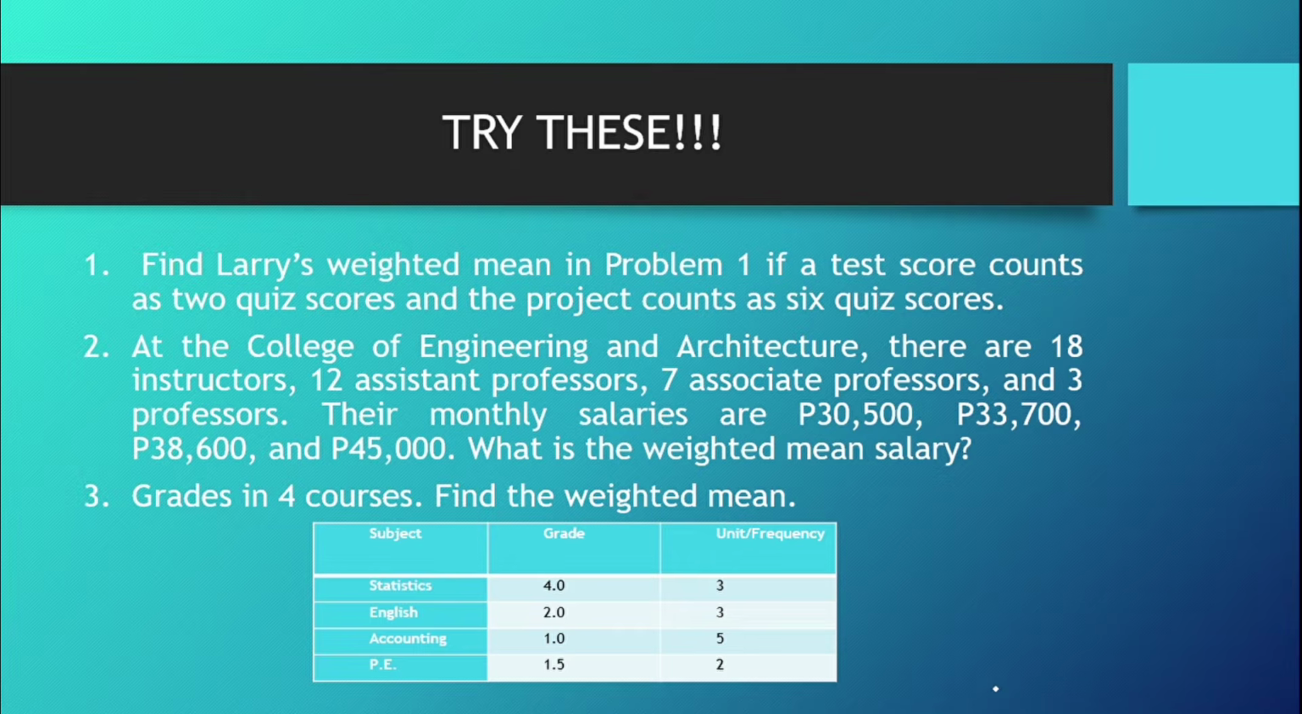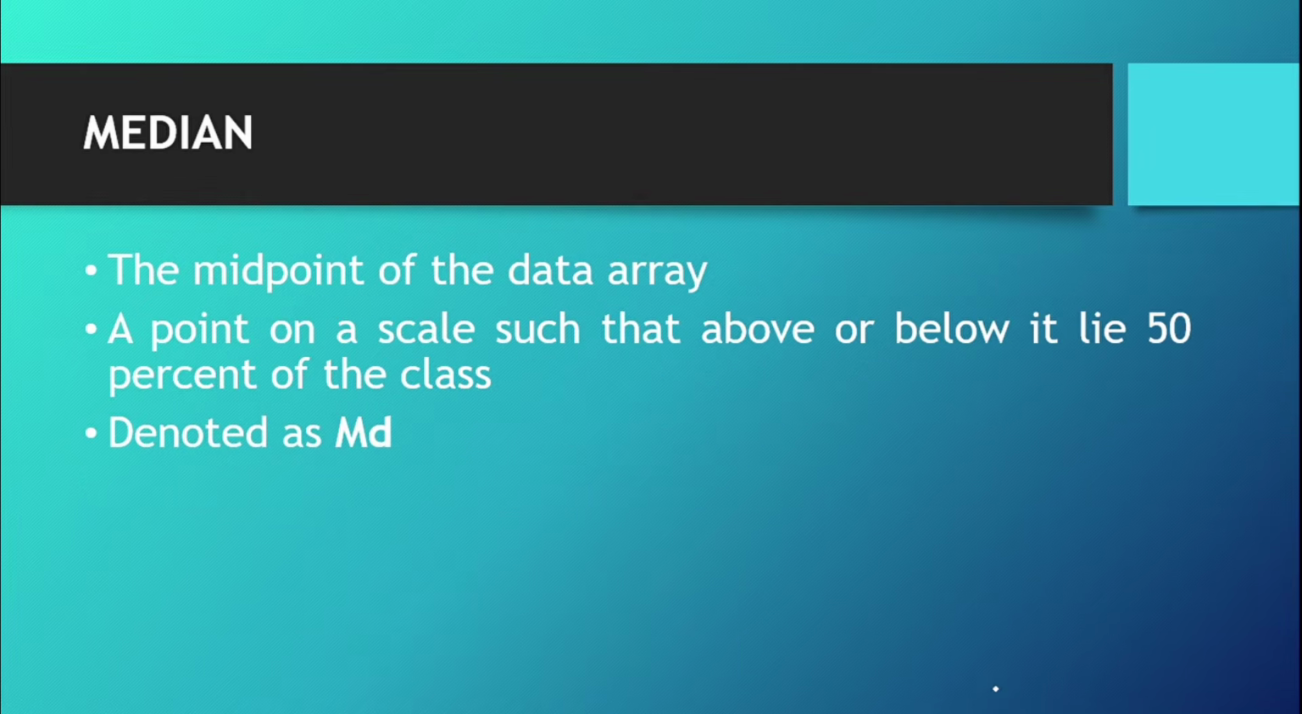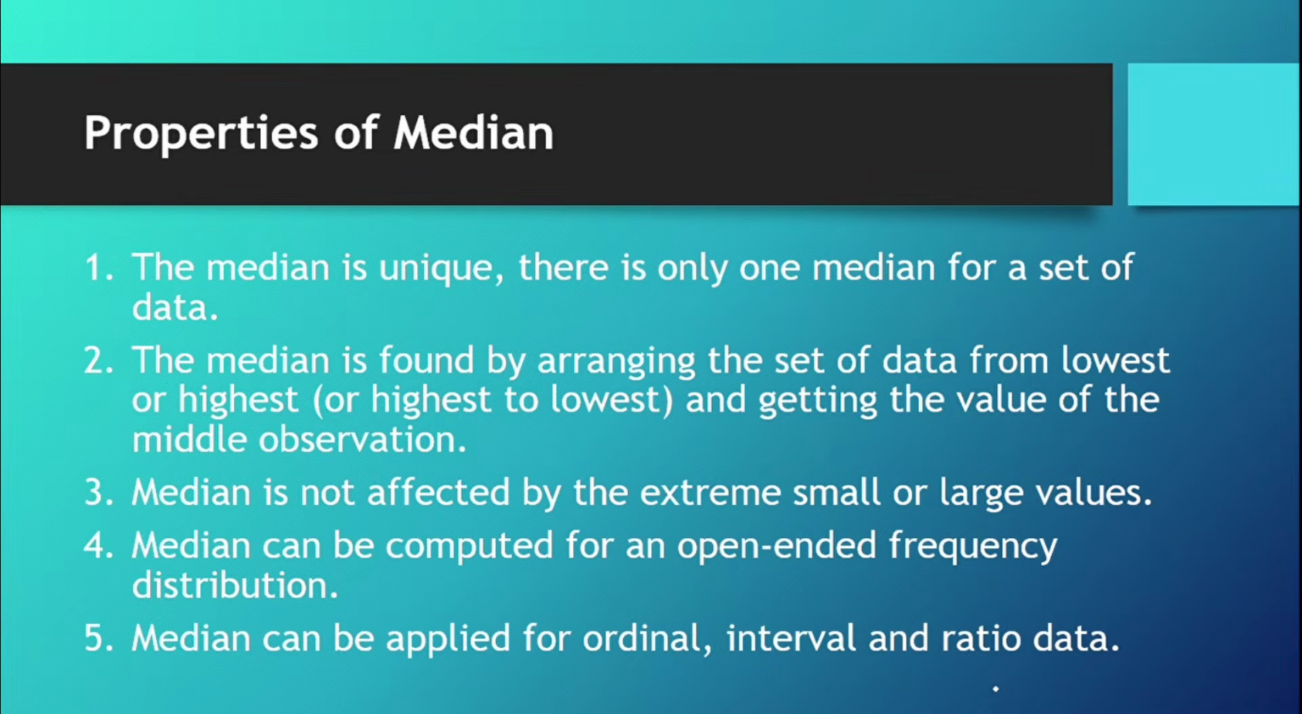Okay, so let's proceed now with the next measure of central tendency, and it's the second one, which is the median. The median is the midpoint of the data array, and a point is scaled such that above or below it lie 50% of the class, denoted as MD, or the median. So the properties of the median: it is unique. There is only one median for a set of data. Take note of the property.